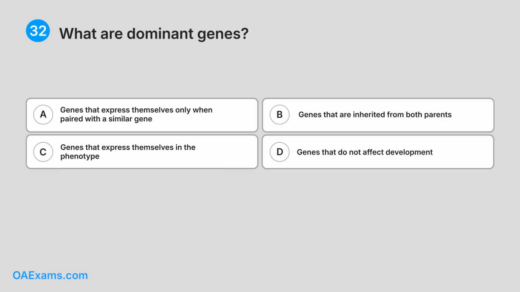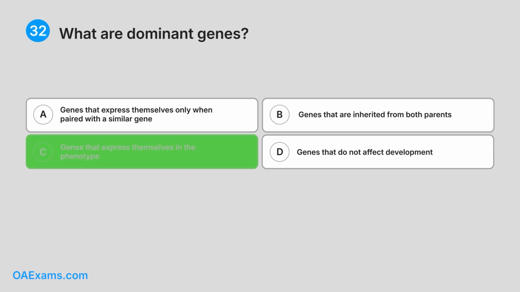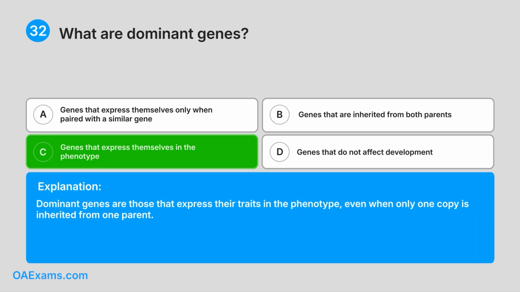32. What are dominant genes? A. Genes that express themselves only when paired with a similar gene. B. Genes that are inherited from both parents. C. Genes that express themselves in the phenotype. D. Genes that do not affect development. Can you guess the answer? Correct answer. C. Genes that express themselves in the phenotype. Explanation. Dominant genes are those that express their traits in the phenotype, even when only one copy is inherited from one parent.